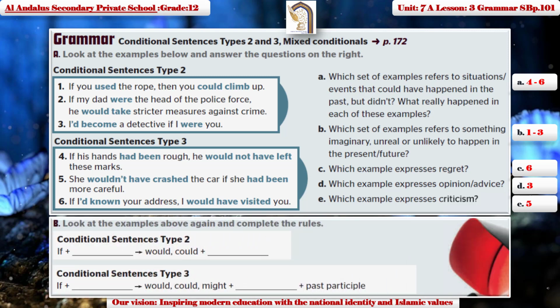Look at the examples above again and complete the rule. I think it is now easy to fill in the rules. Conditional sentences type 2: if plus past simple, plus would or could, plus base form. This is the infinitive without to. Conditional sentences type 3: if is followed by past perfect, plus would or could or might, plus have, plus the past participle. Thank you, gentlemen. Let's go ahead to deal with the following exercises.